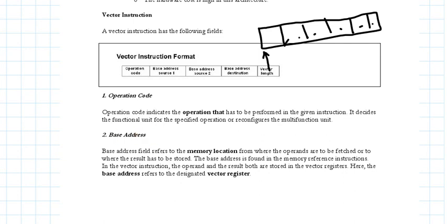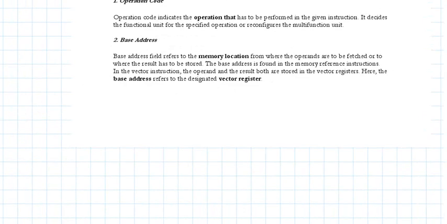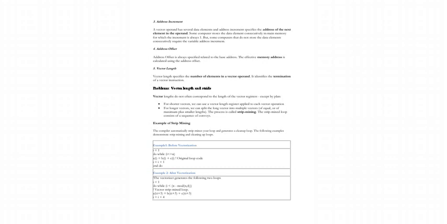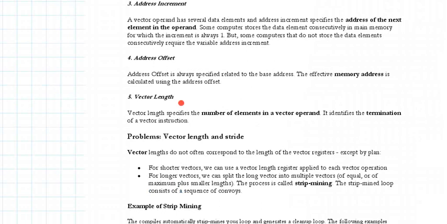And lastly, vector length. Vector length actually specifies the number of elements in a vector operand. So as I have told before, once you know the base address of an array and the number of elements, then you can access each and every element in the array. This is the idea behind specifying the vector length.